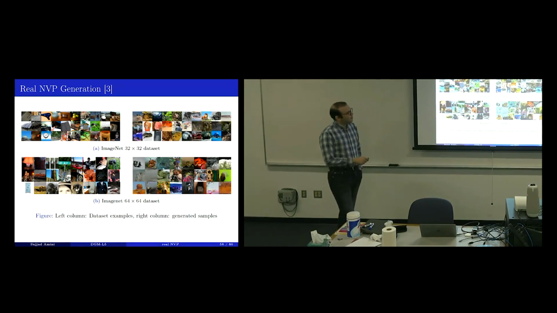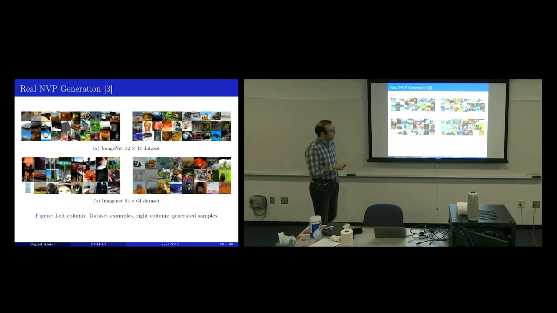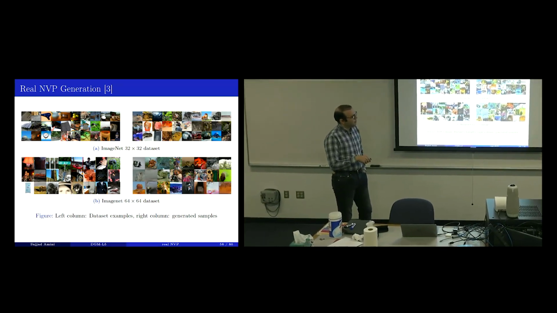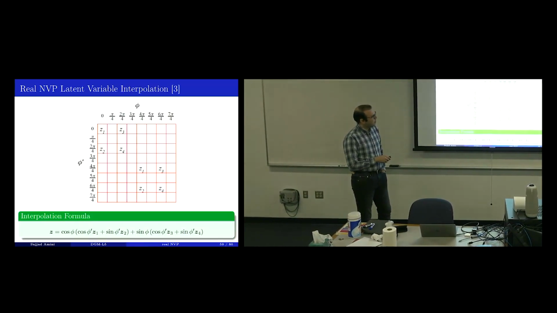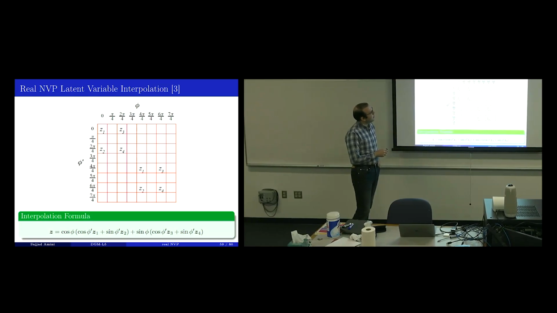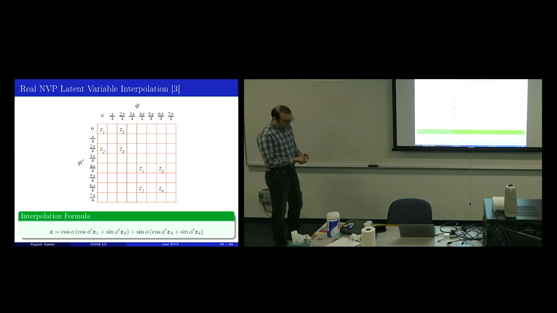And this is the result for ImageNet of size 32 by 32, and this is the result for ImageNet of 64 by 64 dimension. Again, the left column is the dataset samples, and the right column is the generated samples. And they also check another idea, which is the interpolation of the variable. Let's talk about this idea a bit more.